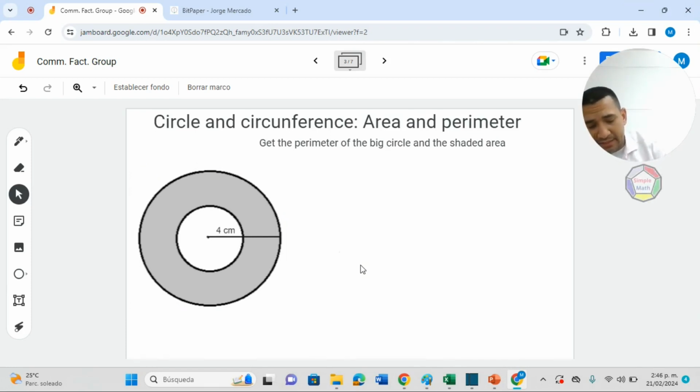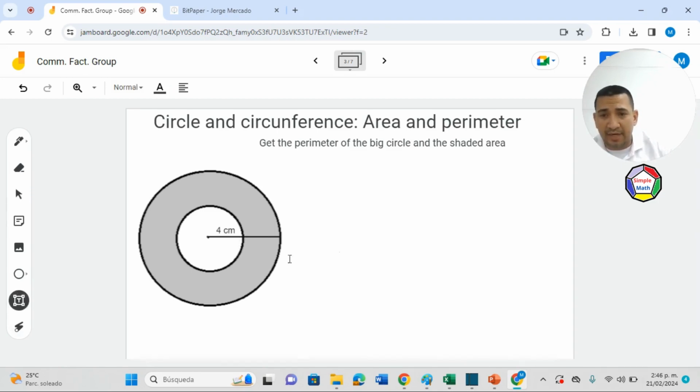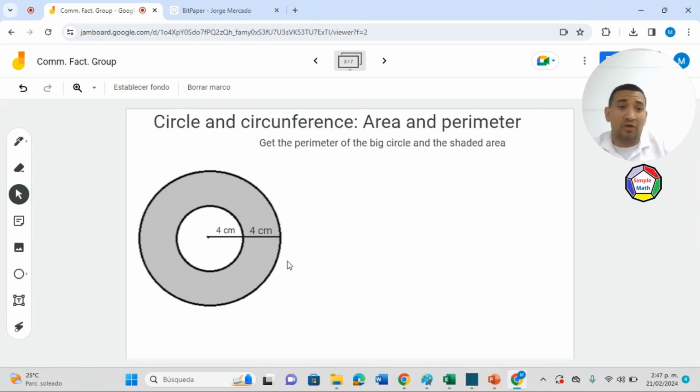Remember that if this is 4 centimeters, this is also 4 centimeters, right? So I can write here 4 centimeters. It means the radius of the big circle is 8. 4 and 4, 8, because look, the radius goes from here to here.